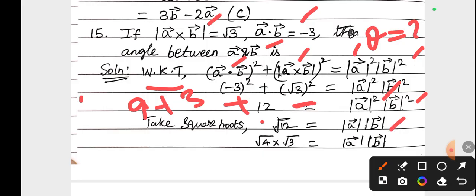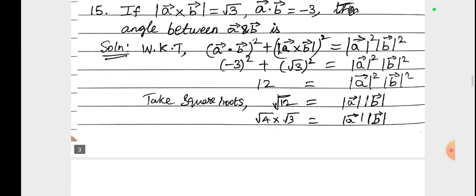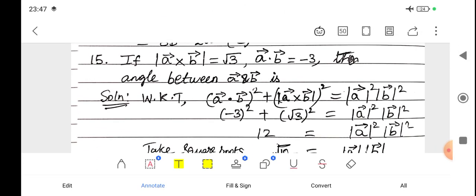Root 12, we can split it with a perfect square. So 4 3s are 12. You know, root 4 is 2. So I think we will get the magnitude of A into B as 2 root 3. Is the sum over, sir? Like that you ask, no? No. Why, sir, not over?